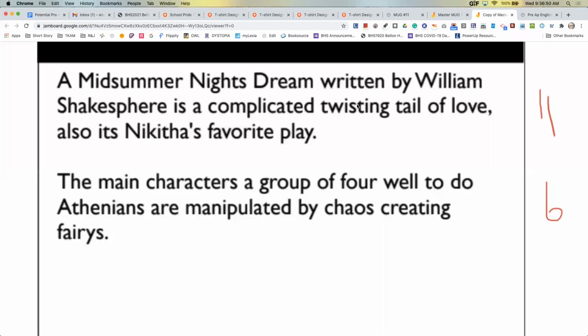All right, so let's go ahead and go over these errors and see what we have. So in the first sentence, A Midsummer Night's Dream, written by William Shakespeare, is a complicated, twisting tale of love. Also, it's Nikita's favorite play. So what do we need to fix here?